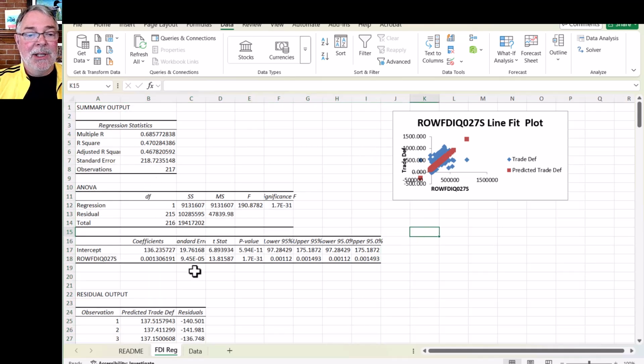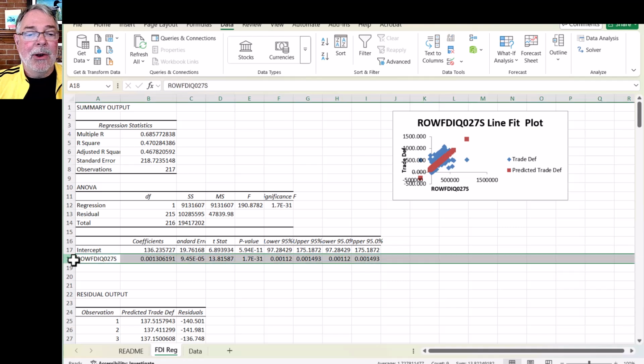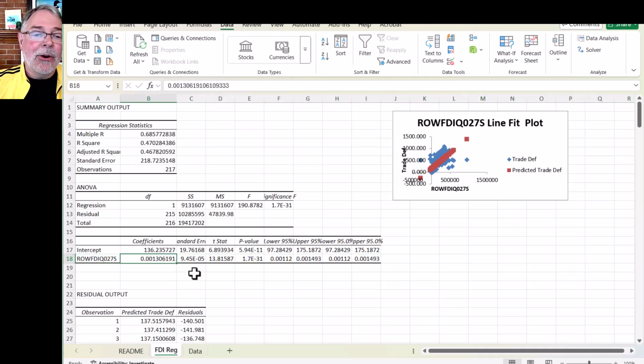When we look at this again, our coefficient, right? This is the coefficient that we find. The standard error and t-stat, we're not so concerned. P-value, yes. When we look at our independent variable, the coefficient is positive, okay? That means that as foreign direct investment goes up, trade deficit goes up. The p-value tells us it's way small, so it is significant.